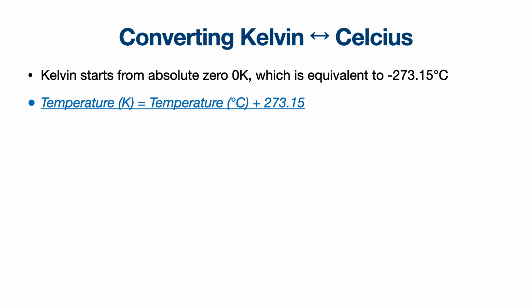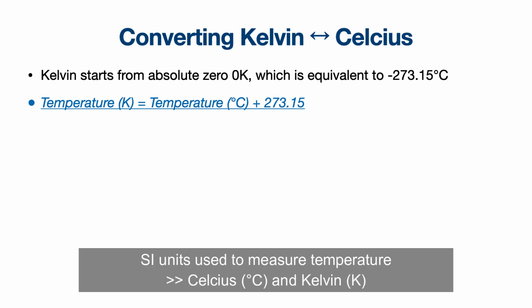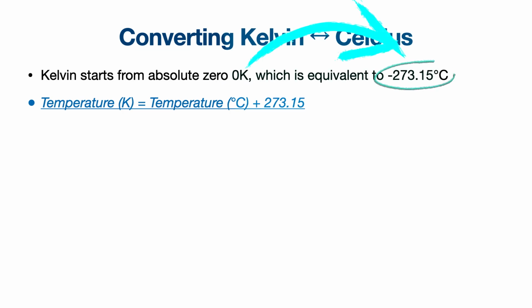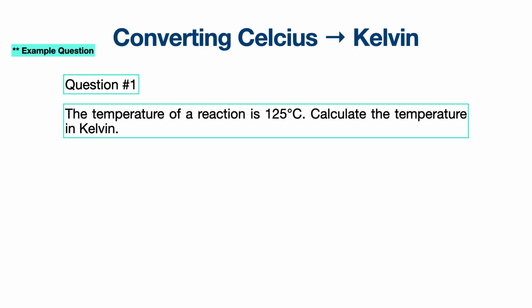Students should know how to convert between the two SI units. Kelvin starts from absolute zero, 0 Kelvin, which is equivalent to negative 273.15 degrees Celsius. Let's practice converting between the two SI units by solving some examples.